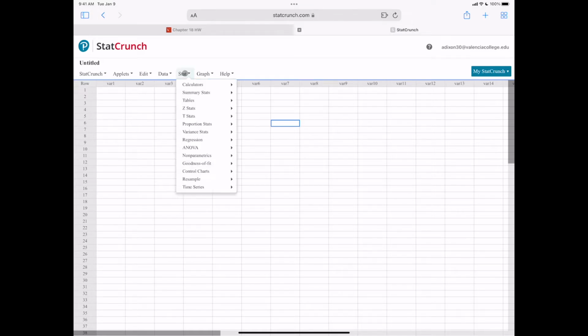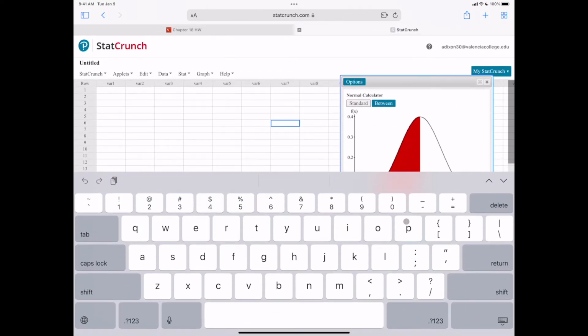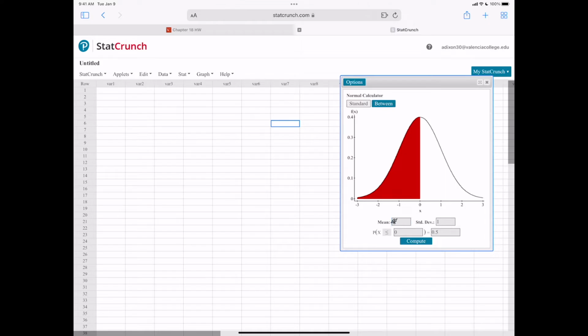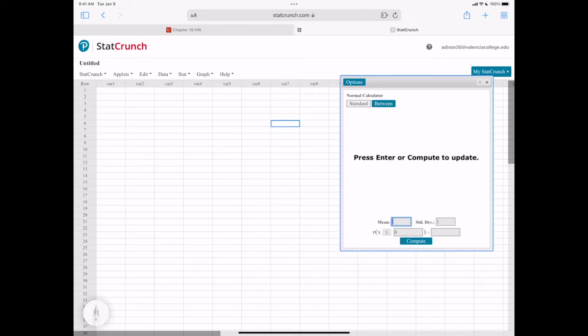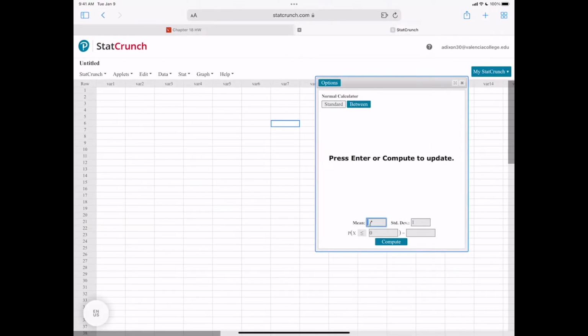I'm going to click on Stat, go to Calculators, and we're going to do the normal calculator. Because we're dealing with the z distribution, remember, I know this is confusing, for z the mean is 0 and the standard deviation is 1. We converted and standardized all that, right? So our mean is 0 and our standard deviation is 1.